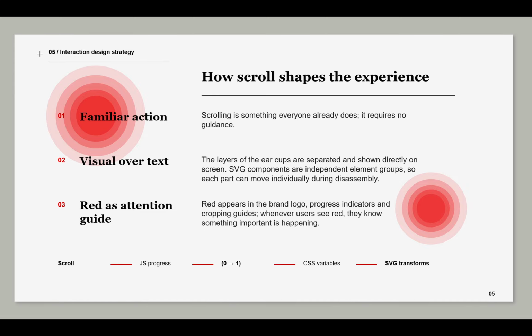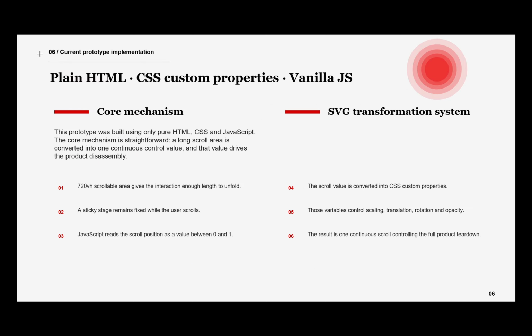This prototype was built using only pure HTML, CSS, and JavaScript. The core mechanism is straightforward. The page features a 720-pixel scrollable area, combined with a stage that remains fixed as the user scrolls. JavaScript reads the scroll position as a value between 0 and 1, converts this into CSS custom properties, and then uses this variable to control SVG transformations, scaling, translation, rotation, and opacity changes.